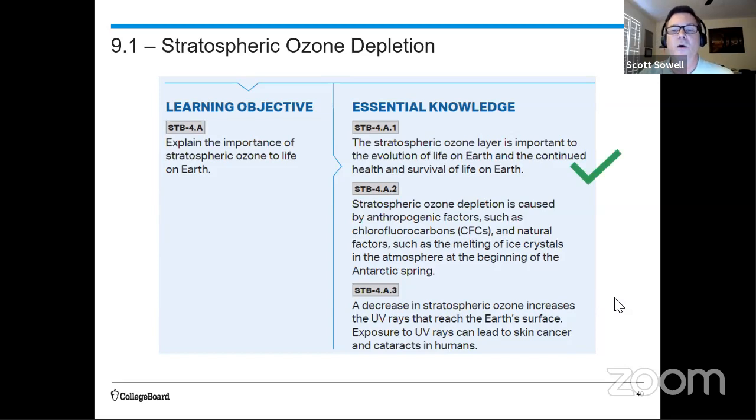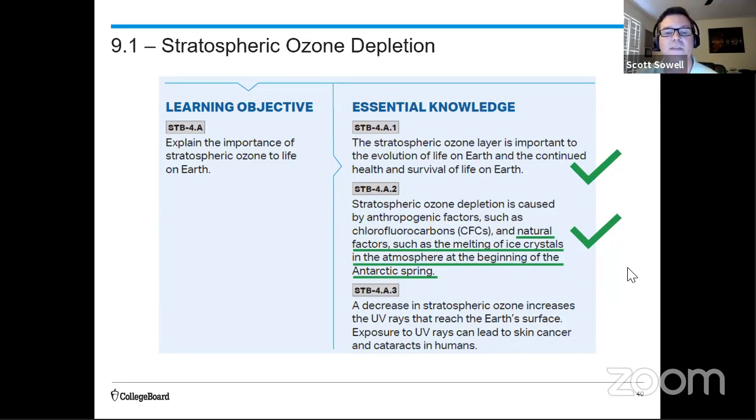So the first one talks about why the ozone layer is important for life on Earth. We've evolved along with that ozone layer. And then we talked about the CFCs, implicating them in the anthropogenic destruction or depletion of the stratospheric ozone layer. I do want to point out that it says natural factors such as melting of ice crystals in the atmosphere at the beginning of the Antarctic spring. So there is some natural degradation of stratospheric ozone that occurs naturally, but what we're focused on in particular today was the anthropogenic factors like CFCs.